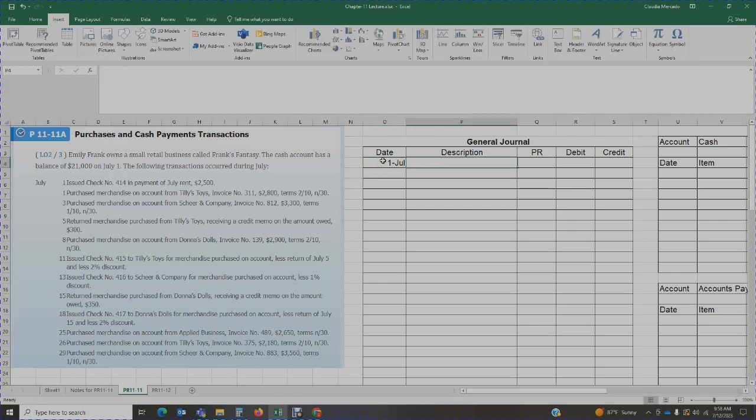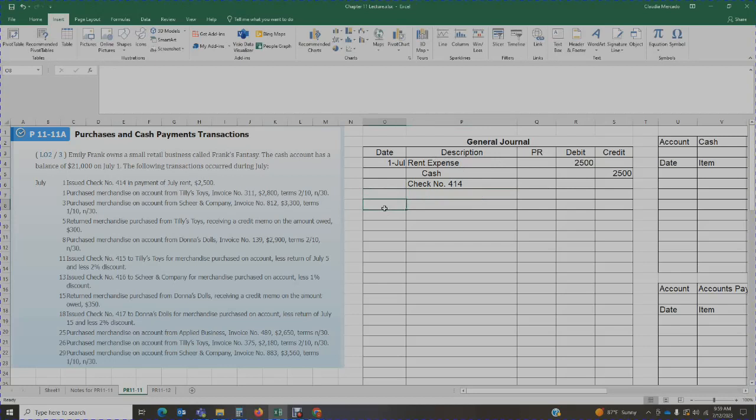On July the 1st, it says that we issued check number 414 in the payment of July rent, $2,500. So we are paying our rent. Now, regardless if it's for a service or a merchandise business, this entry remains the same. What are we paying? We're paying the rent, so there's going to be rent expense. And how do I pay my rent? With cash, okay? And the amount is $2,500, okay? And for my description, I'm going to put the check number. Okay. So what am I doing here? I am paying the rent for the month.